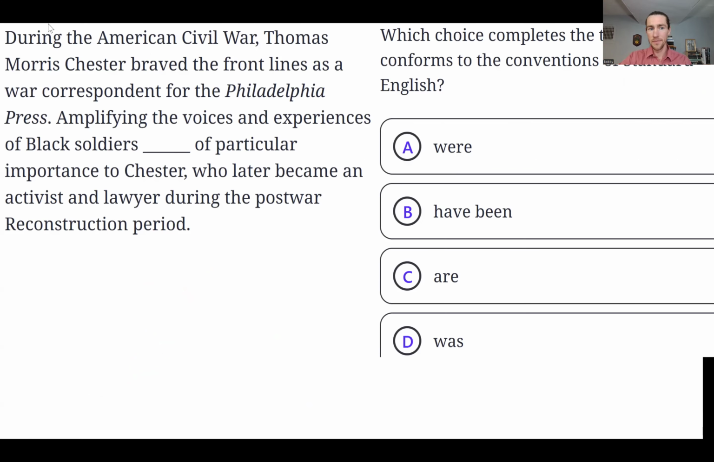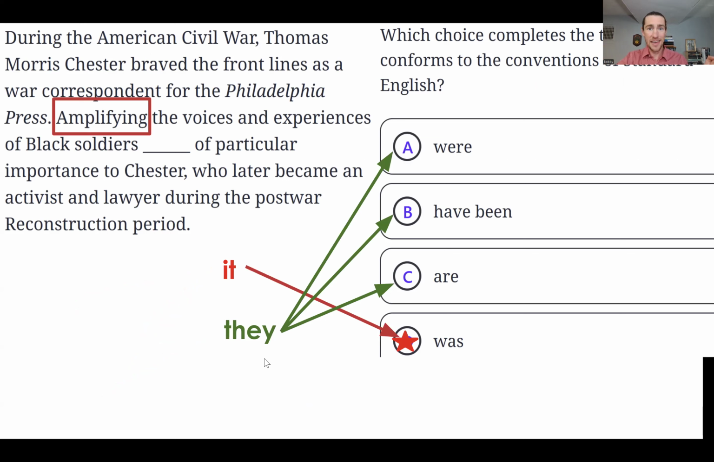In this example, without needing to find the subject, we can test it and they next to our 4 choices. It were, no. It have been, no. It are, no, that does not work. It was works. They were, yes. They have been, that works. They are, that works. They was, does not work.